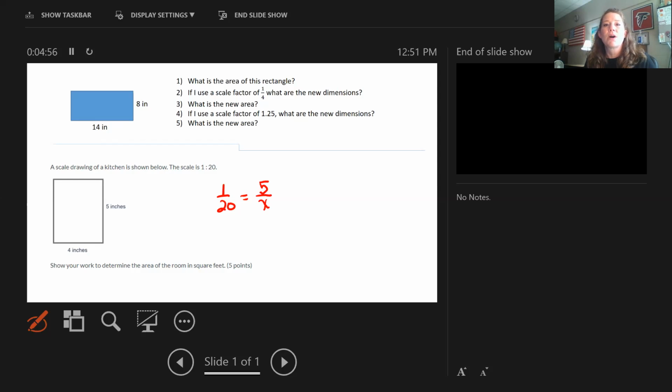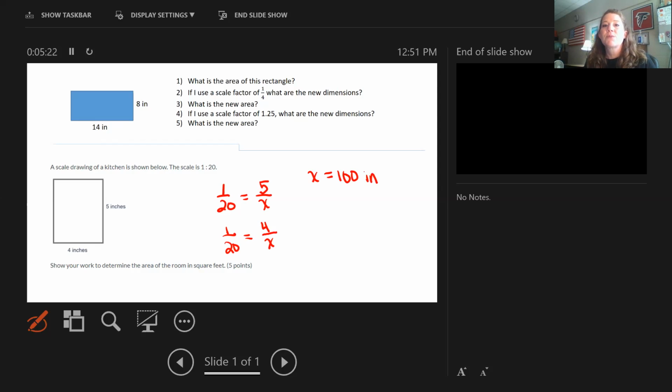And then the second wall, I'm going to use 1 to 20 again. And then the second wall is 4. That represents how many actual feet? I'm not sure. So first thing I'm going to do is cross multiply. So 1 times x is x, and 5 times 20 is 100 inches. So the actual kitchen wall is 100 inches long.